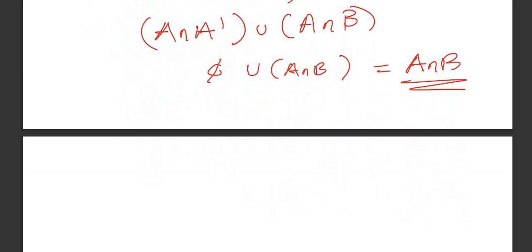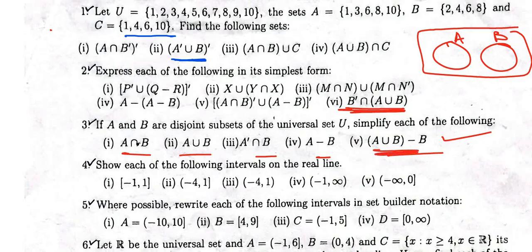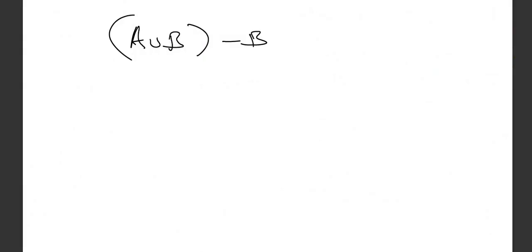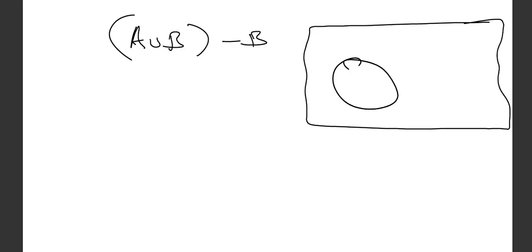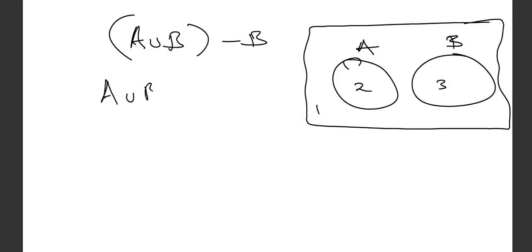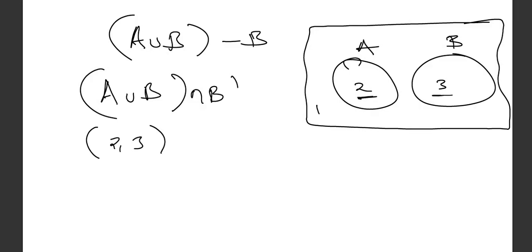They're saying A union B minus B, A union B, then minus B. That's what they're saying. Yeah, this guy here. Yeah, so if they are disjoint, it's easy because you can just use a Venn diagram to illustrate, to visualize what is happening. So this is A union B, then intersection B complement. That's what the minus does, right? So A union B is just 2 and 3. You can get that from here, 2 and 3.